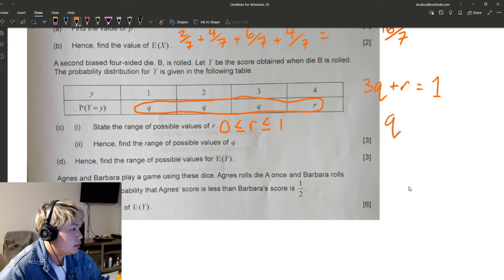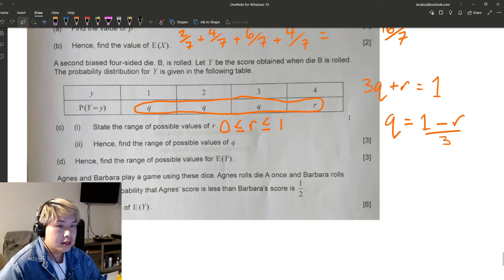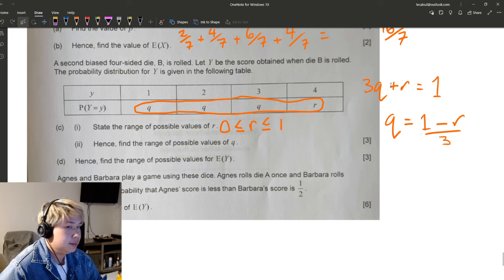So Q is equal to (1 minus R) over 3. Okay. So because all of the probabilities, 3Q plus R, have to be equal to 1, then Q is always going to be (1 minus R) divided by 3.